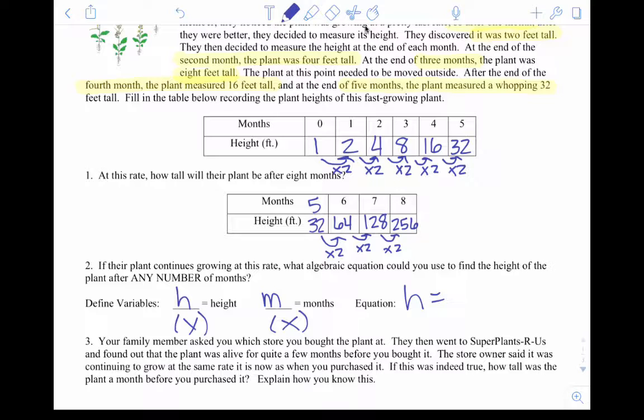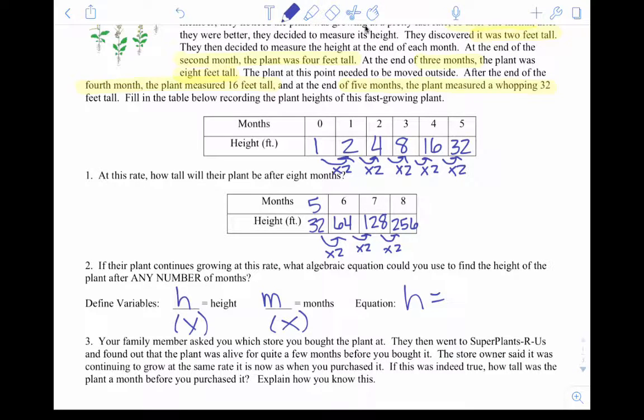If you're struggling with this, I'll give you a hint. The numbers 2 and m are the only ones that are involved. So a lot of you might have thought 2 times m. So if we look at 2 times m, we need to plug in our number of months to see if we get the right height. So if I plug in 0 for m, I get 2 times 0, which is 0. Well, my height's not 0, so that's not right. So 2 times m is not the right equation.